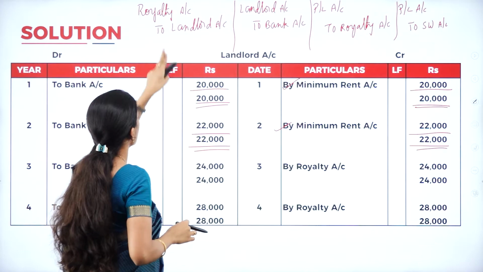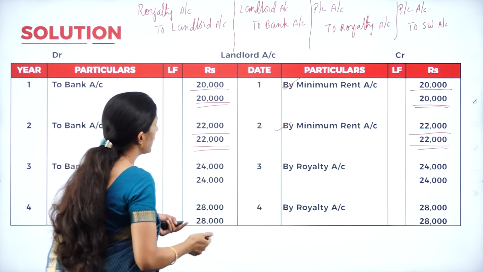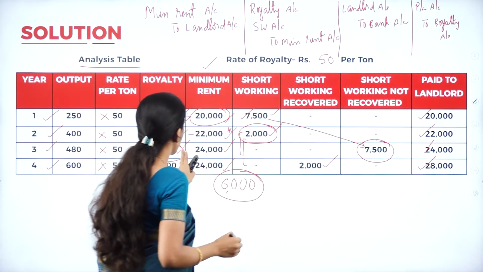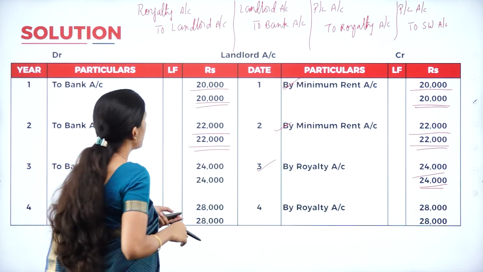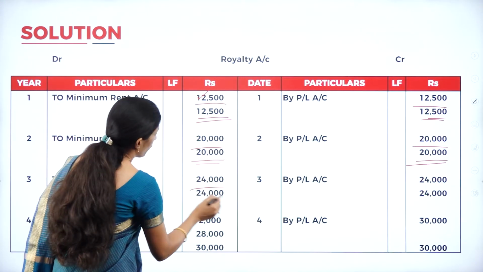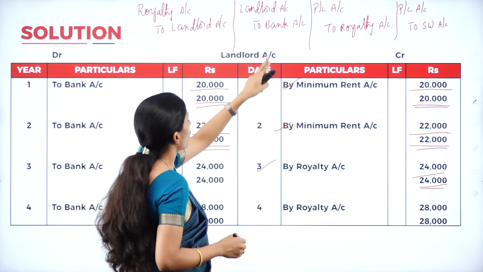So, the first entry is royalty account debit to landlord. In landlord, how do you write? By royalty 24,000, because the royalty is 24,000. Whereas in royalty account, how do you write? To landlord. So, to landlord 24,000. Okay. Next entry is landlord to bank.